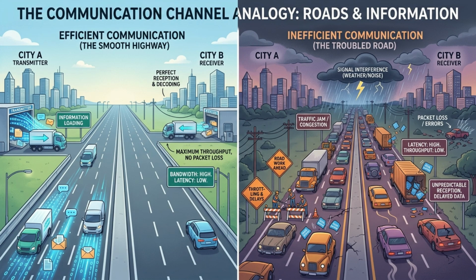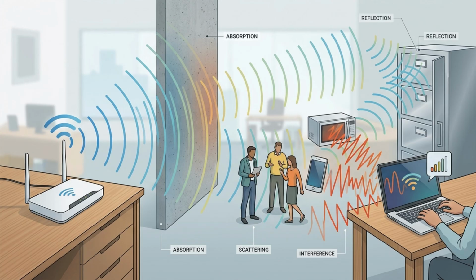Intuitively, a communication channel is like a road connecting two cities. The transmitter loads information onto a vehicle, and the receiver unloads it at the destination. A smooth highway allows efficient travel, while traffic, construction, and bad weather slow the journey and increase the chance of problems. Physically, consider a Wi-Fi router communicating with a laptop.